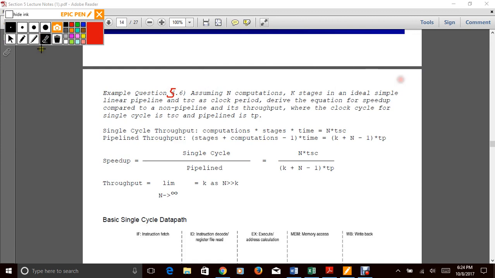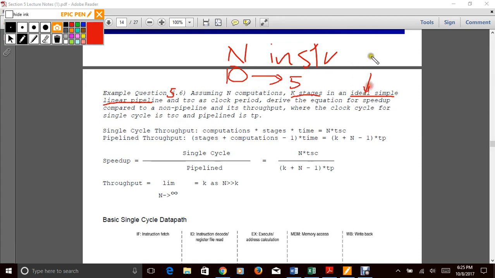So we just have a program that has n instructions, right? And then this data path has k stages. So in MIPS we have 5. So let's say you had a while loop and it took 10 instructions, of which you took 5 stages in an ideal simple linear pipeline. Now, what I mean by ideal is that we're not going to have any hazards. There's no interrupts. We don't have overflow. We don't have any of that.